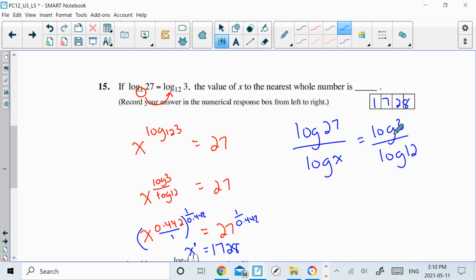I know that this answer here, remember when we typed that in, log of 3 divided by log of 12, it was 0.442. So what I would have is the log of 27 over the log of x equals 0.442.